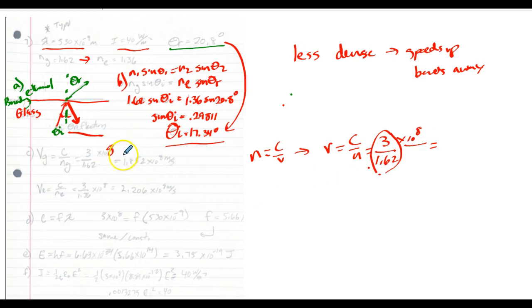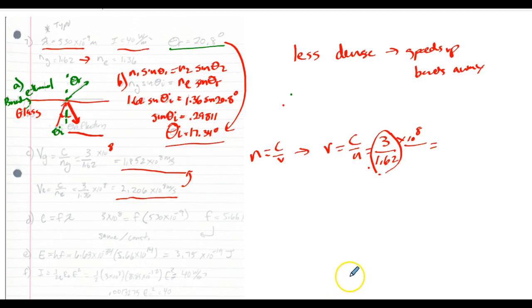So this is 3 times 10 to the 8th. So you get 1.852 times 10 to the 8th meters per second for glass. We said that it's going to speed up. So the value for ethanol is 3 divided by 1.36 times 10 to the 8th. So that's 2.206 times 10 to the 8th meters per second. So again, the velocity in the second medium is bigger than the velocity in the first, so it bends away because it speeds up.